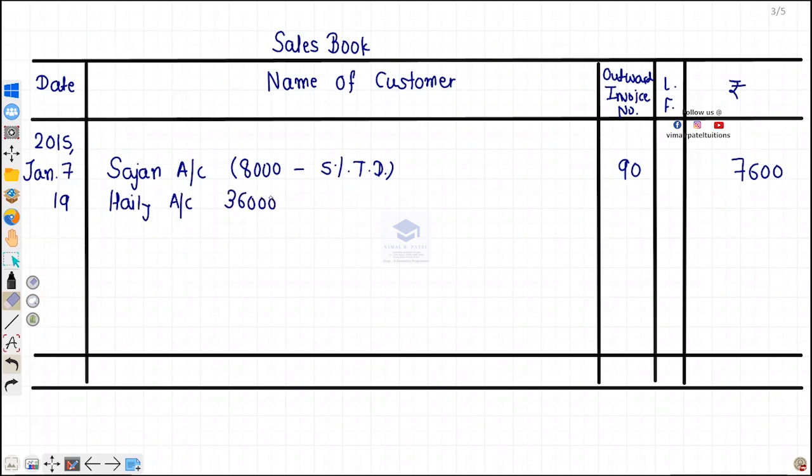$36,000 minus 10% trade discount. So 36,000 minus 3,600, 32,400. Invoice number 100.